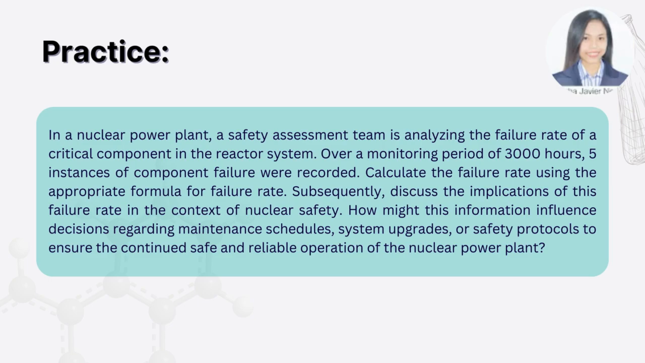Here we have another example for the failure rate, and you can pause the video if you need more time to answer. In a nuclear power plant, a safety assessment team is analyzing the failure rate of a critical component in the reactor system. Over a monitoring period of 3,000 hours, 5 instances of component failure were recorded. Calculate the failure rate using the appropriate formula for failure rate. Subsequently, discuss the implications of this failure rate in the context of nuclear safety. How might this information influence decisions regarding maintenance schedules, system upgrades, or safety protocols to ensure the continued safe and reliable operation of the nuclear power plant?